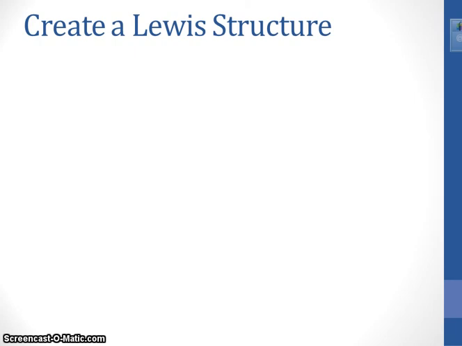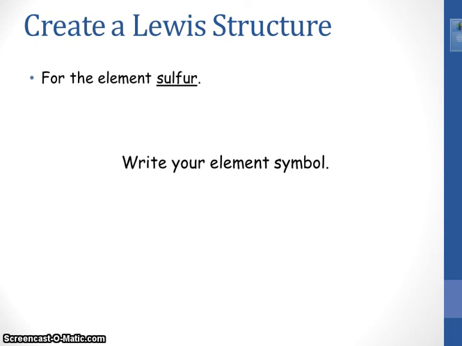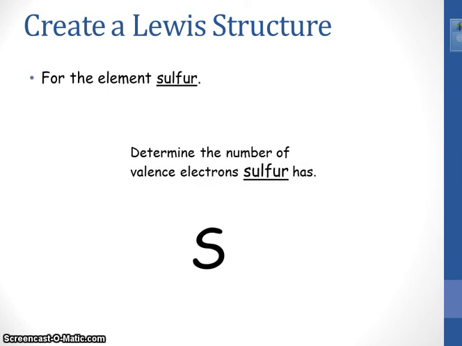So now let's actually create a Lewis structure. Let's go over it step by step. Let's do this for the element sulfur. The first thing we need to do is write down our element symbol, which for sulfur is the letter S. Next, we need to determine the number of valence electrons sulfur has. If we look on the periodic table, sulfur is in group 16, and so it should have 6 valence electrons. Remember, all elements in group 16 will have 6 valence electrons.